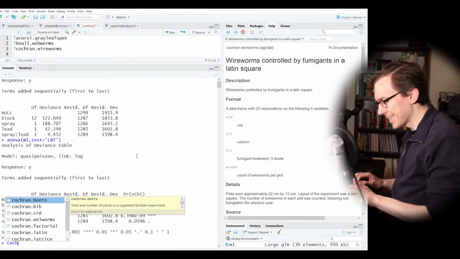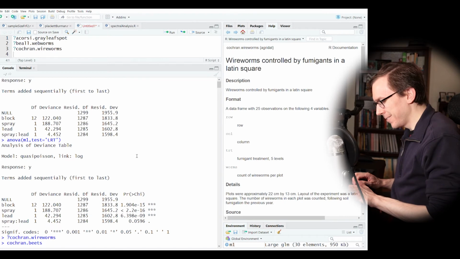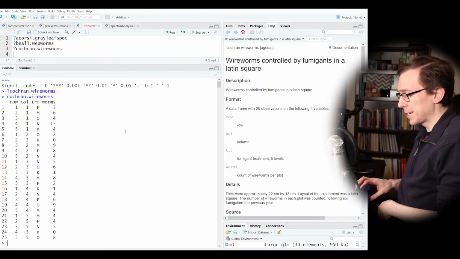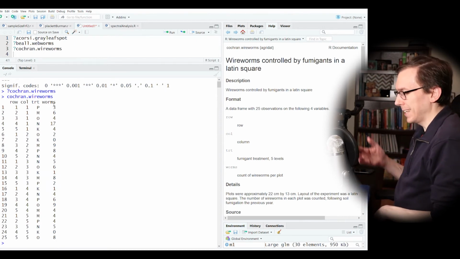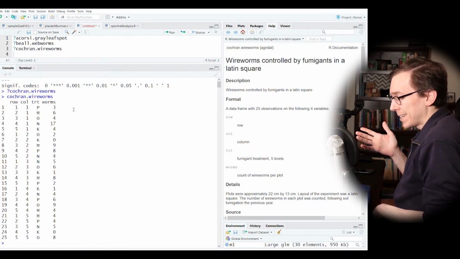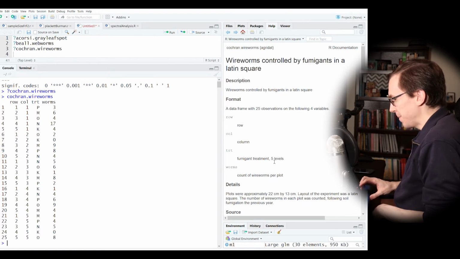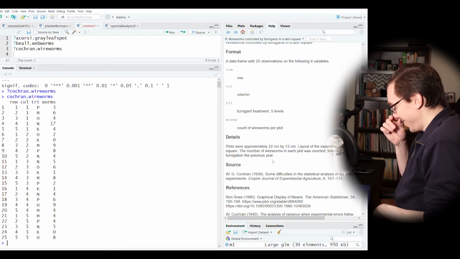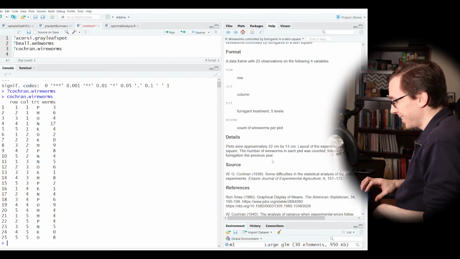There are so many Cochran data sets. Look at this, Cochran beet, Cochran whatever. I don't want Cochran beets, I want wireworms. In this case, I think we can just look at the entire data set because it's pretty small. It's not like the other one at 1300. In this case, we have our 5x5 Latin square, and we have a whole bunch of different treatments, which should take on 5 levels. They are, as is standard style, not going to tell us what those treatments are. It's just 5 different fumigants.